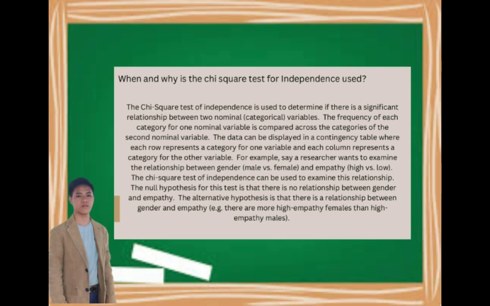The frequency of each category for one nominal variable is compared across the categories of the second nominal variable. The data can be displayed in a contingency table where each row represents a category for one variable and each column represents a category for the other variable. For example, say a researcher wants to examine the relationship between gender, male versus female, and empathy, high versus low.